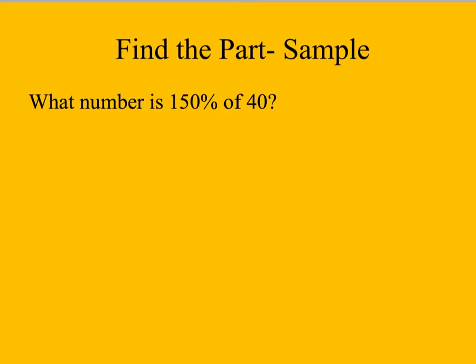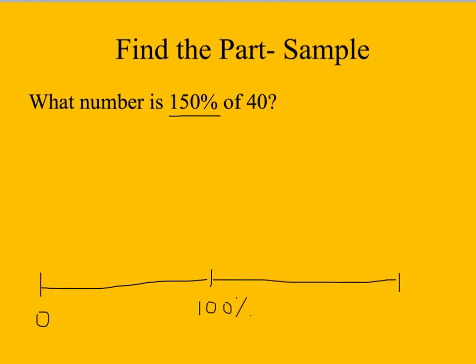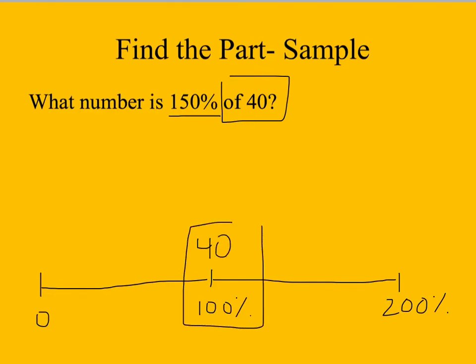150% of 40. So this is a number, a percent greater than 100, but we can still figure this out. Let's draw a number line to make our estimate. There's 100%. There's 200%. Of 40. That means 40 is my whole or my total. So that goes together right there. 100% is where you start from, your original number or your total. The of is the key to finding the total.